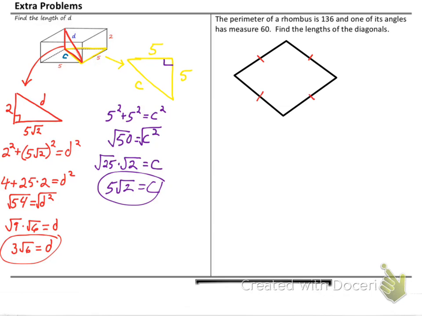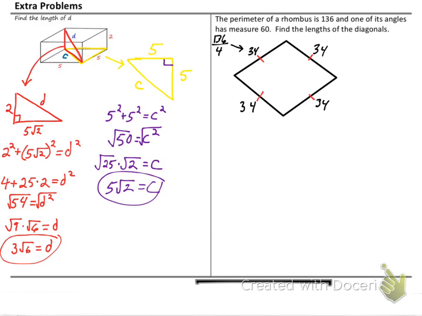So if I know all my sides add up to 136, how do I find just one side? Jack? Divided by 4. And what's 136 divided by 4? 34. Yes. So realistically, we did 136 divided by 4. That's going to give me my 34. That makes this 34. That makes this 34. That makes this 34.